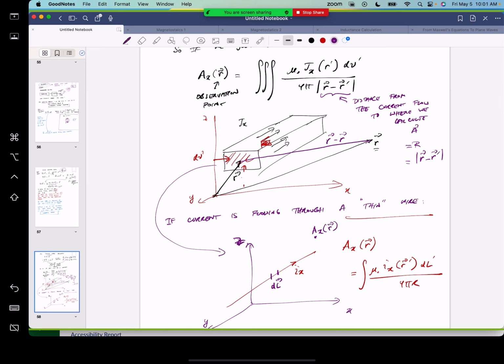If I'm trying to calculate that, I would basically integrate the effects of all the current going through all these sections of dl, sections of line. So I'm integrating over the whole line. And for each one, I'm going to have a different capital R value, which is the distance from my observation point to where the current is. But it makes life a lot easier because I just have a single integral and I'm integrating over the length of this wire.